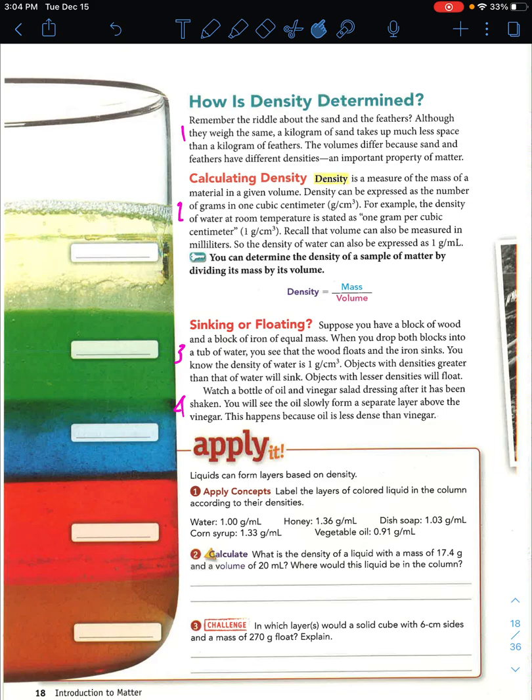Watch a bottle of oil and vinegar salad dressing after it's been shaken. You will see the oil slowly form a separate layer above the vinegar. This happens because oil is less dense than vinegar.